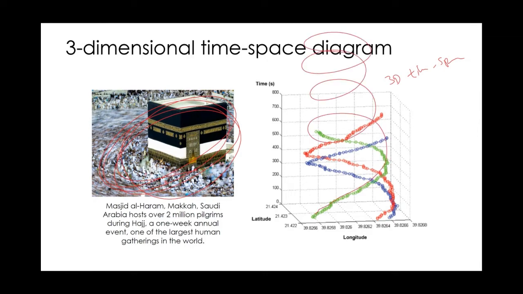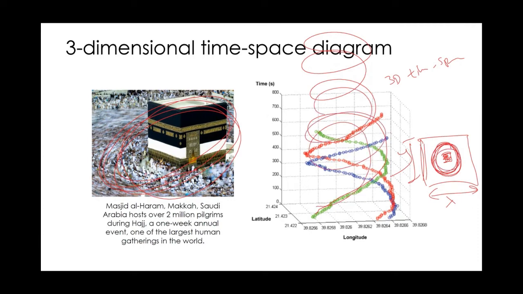So if this is the top view of looking at this situation, and this is the black house in the middle, people are doing these 7 circles. Here I can't see time, right? Because I'm only looking at the XY plane. But if I now look at the 3D time space diagram, as I have here, these circles will become spirals, right?